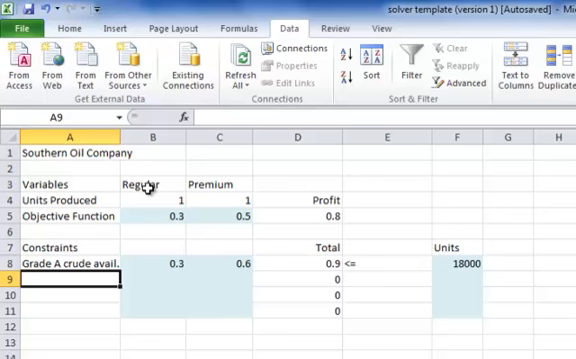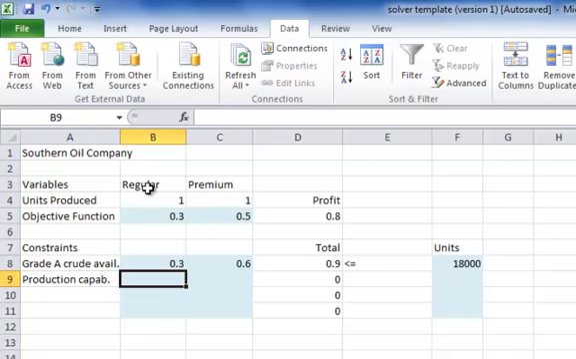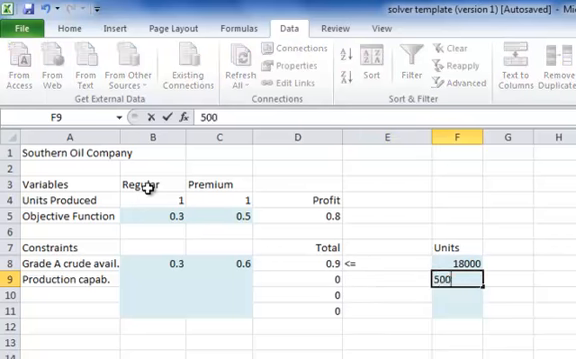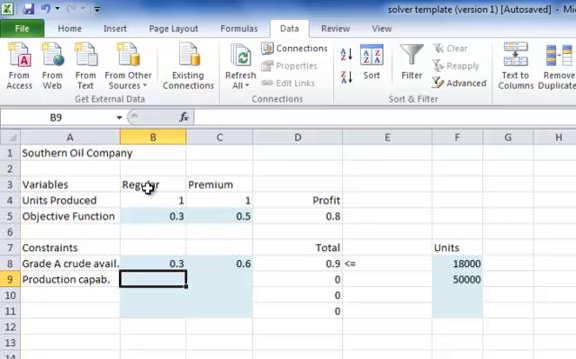Our next constraint is our production capability. We know that we have a total capability of 50,000 gallons. Because we're talking about regular and premium, I'm going to put a 1 in both of these spaces.